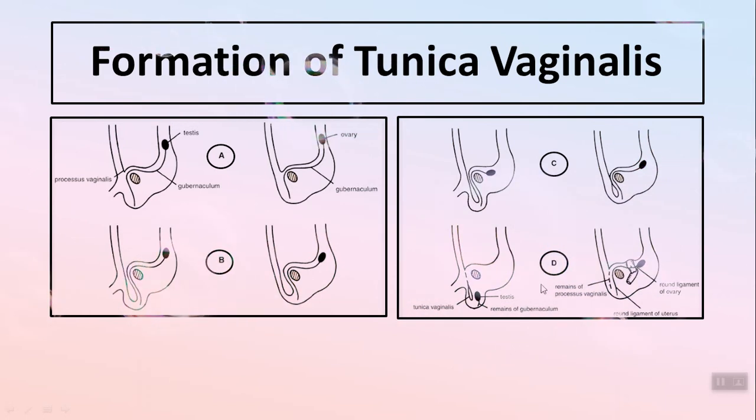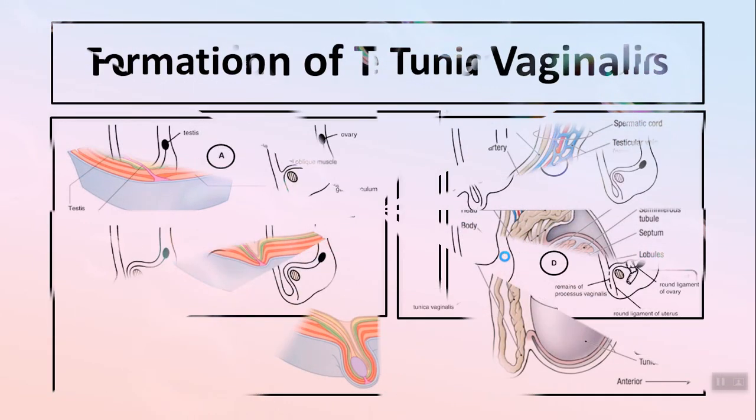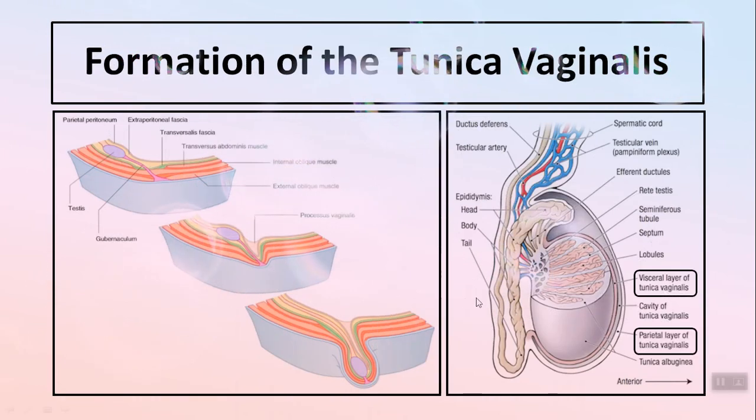And this connection will be obliterated. This new cavity that is formed is called the tunica vaginalis. Tunica vaginalis lies nearby to the testis.